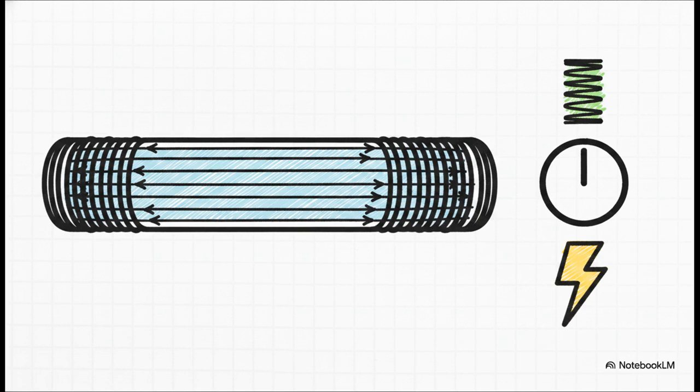If a student asks, how do we make it even stronger? The answer is simple. We can increase the strength of this field by doing just two things. We can either increase the number of turns, meaning we wrap the wire coil tighter and more times, or we can simply pump up the magnitude of the electrical current flowing through it. More current or more turns equals a stronger magnet.